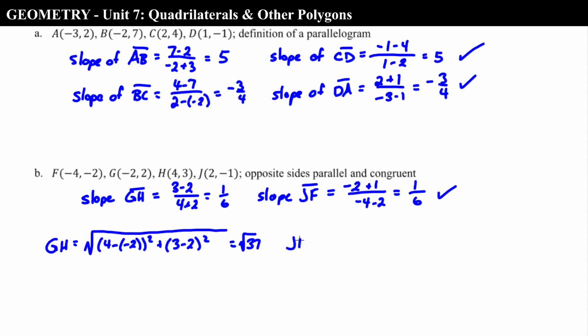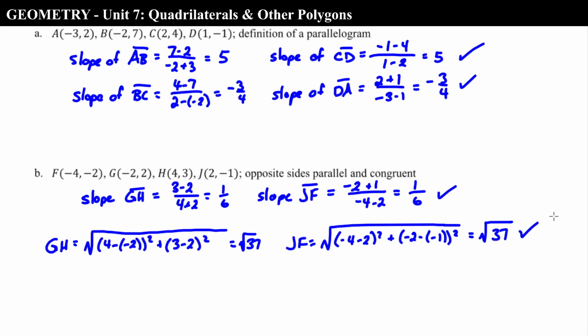Now let's take a look at the measure of JF. So again, we've got the square root of negative 4 minus 2 squared plus negative 2 minus negative 1 squared, and that is also going to be the square root of 37. So they are the same length. Since GH and JF have the same slope, GH is parallel to JF. Since GH is equal to JF, GH is congruent to JF. So therefore, we have a parallelogram.